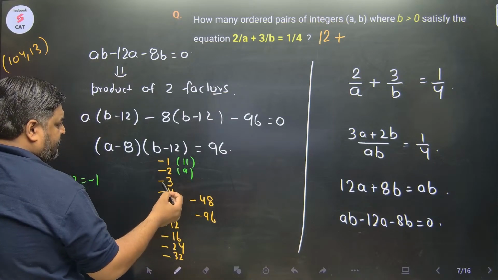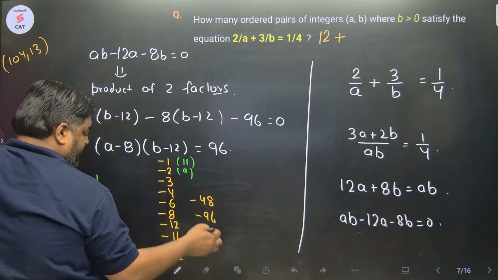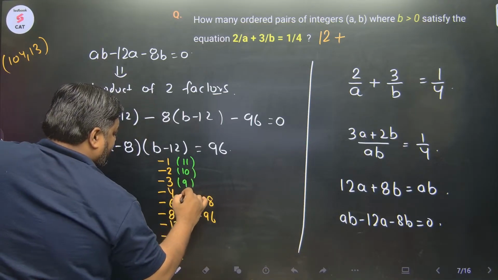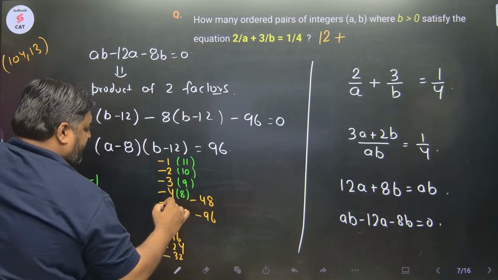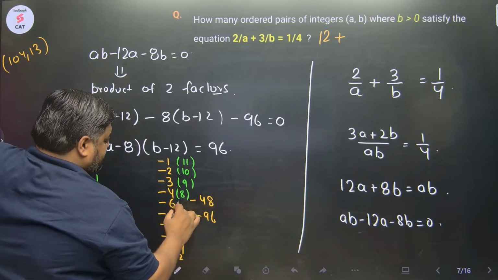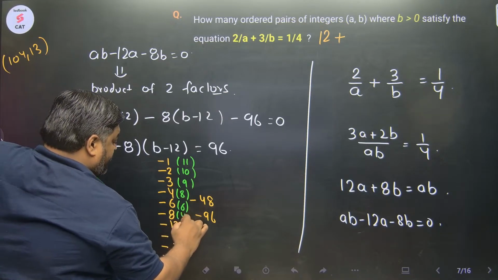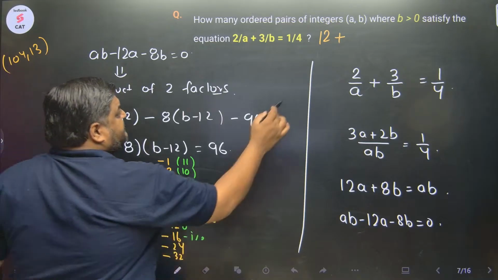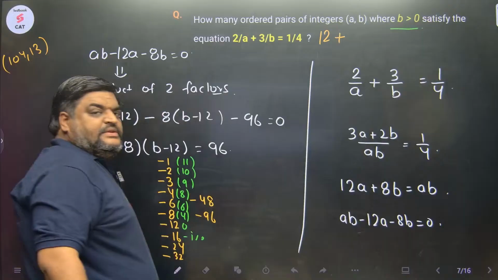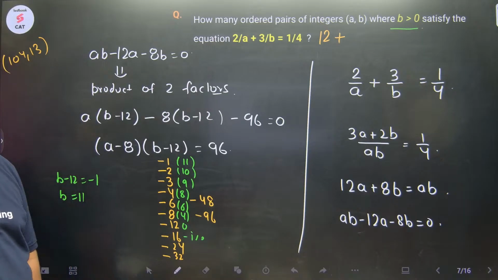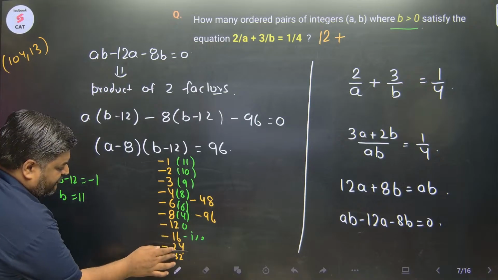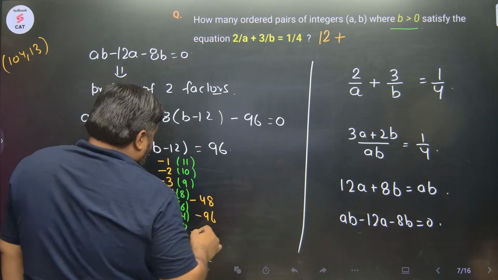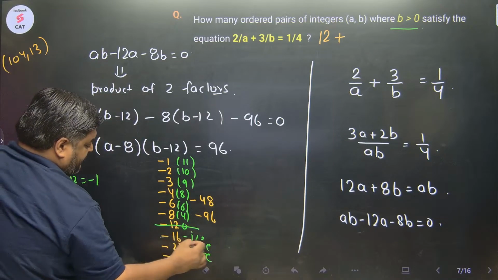Yes or no? No, sorry, 10. Here b is 10. Here b is 9. Here b is 8. Okay? Here b is 6. Here b is 4. And from here onwards b is 0 and then negative. I know that b is greater than 0, so a negative value of b is not possible. I cannot take negative values of b. So these values will not count.